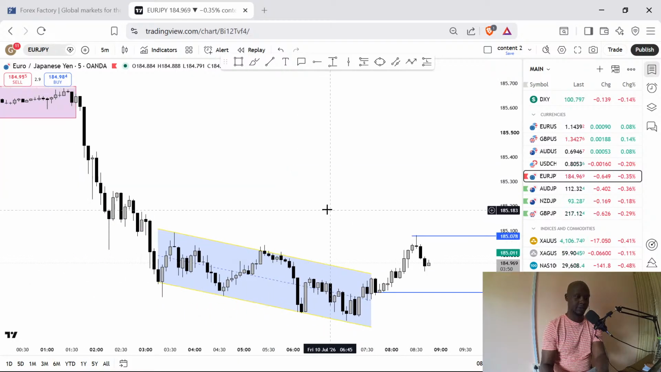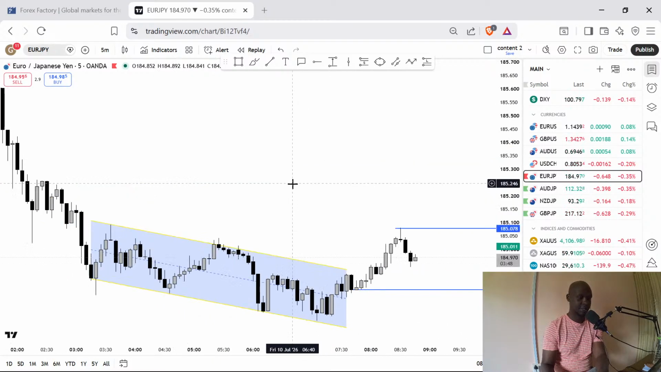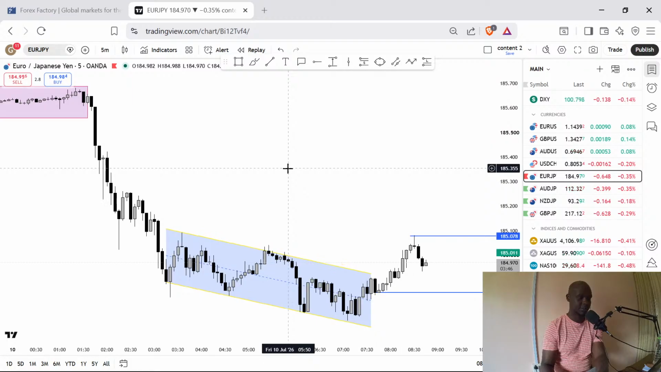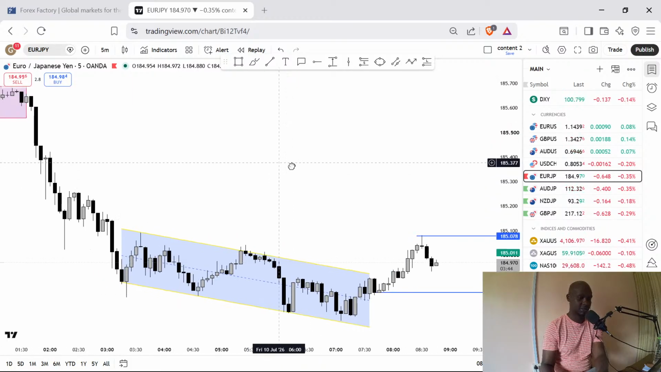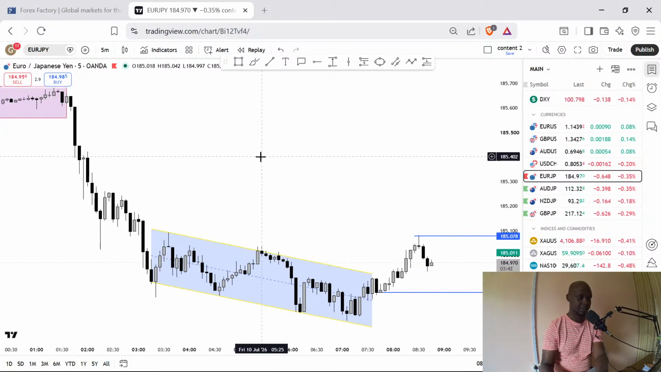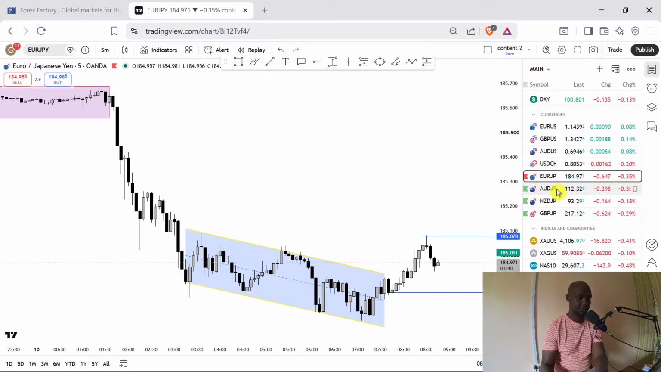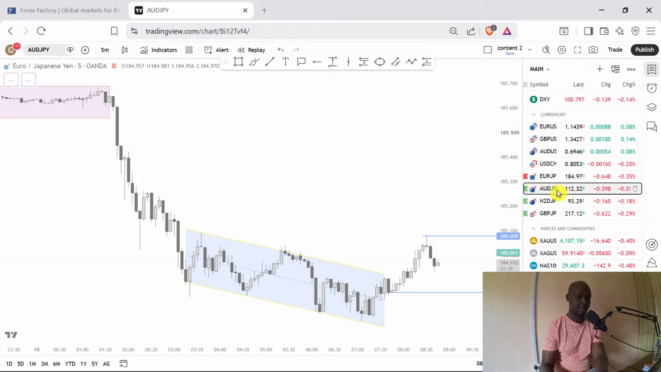So for this London session, we might be just all about being patient. I might not get an entry during this London session, seeing how price is developing.